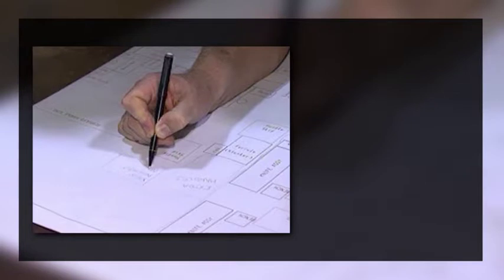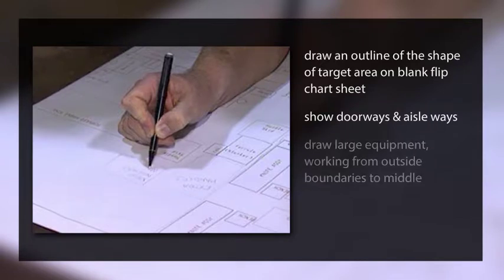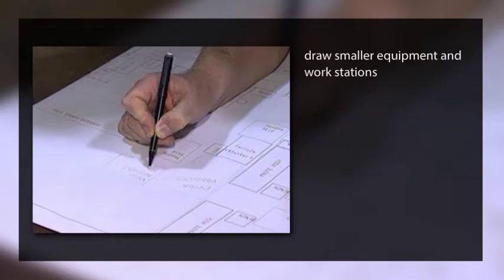To create the area map, first draw an outline of the shape of the target area on a blank flip chart sheet. Show doorways and aisleways, as well as the range of motion for doors. Next, draw large equipment, working from items on the outside boundaries to items closer to the middle. Draw smaller equipment and workstations next, followed by items that are out of place or unneeded.